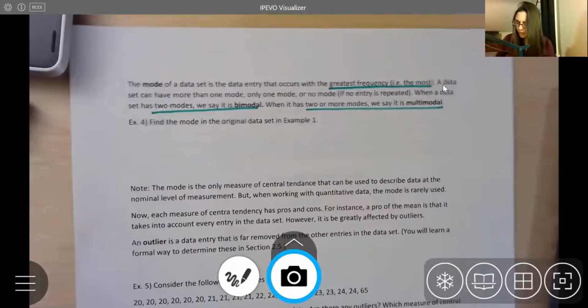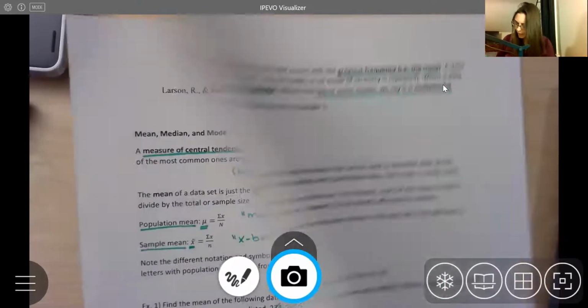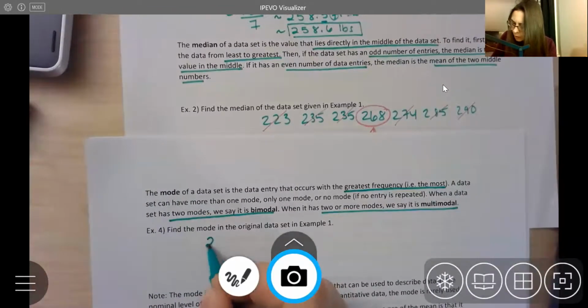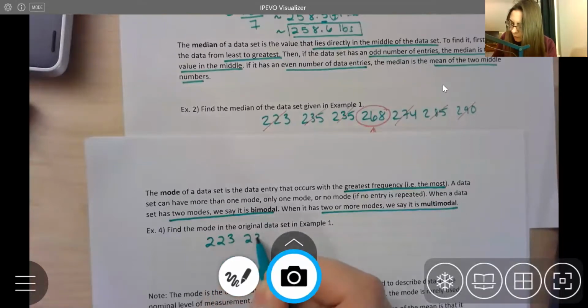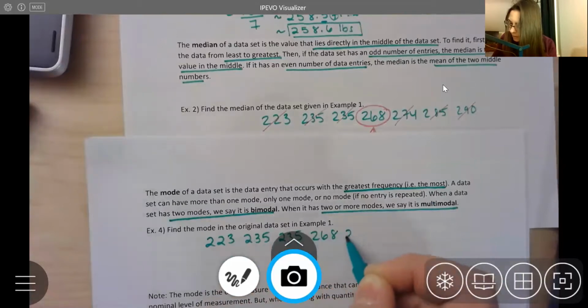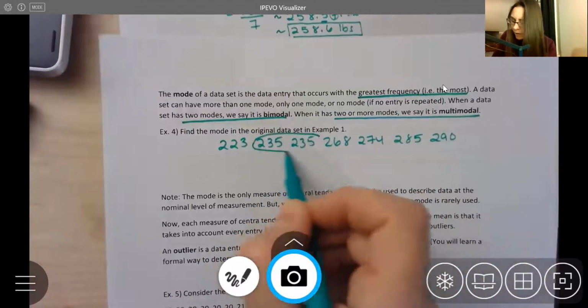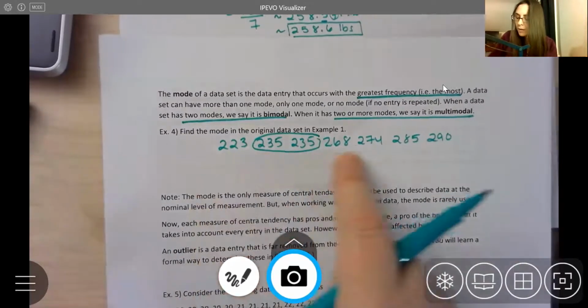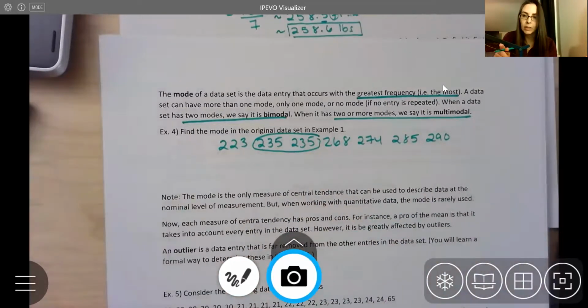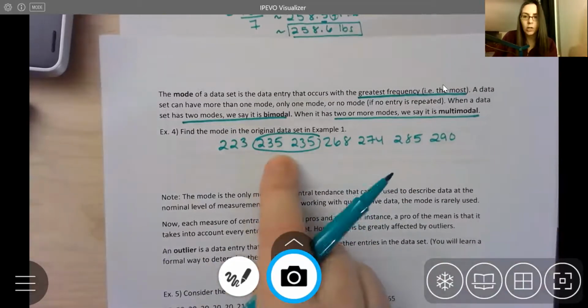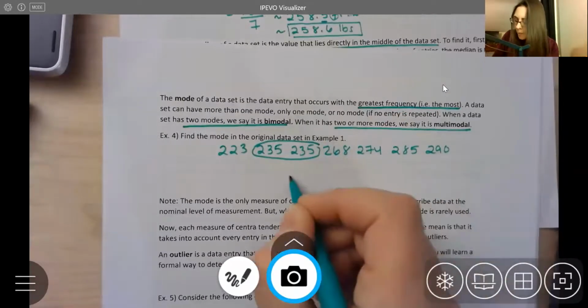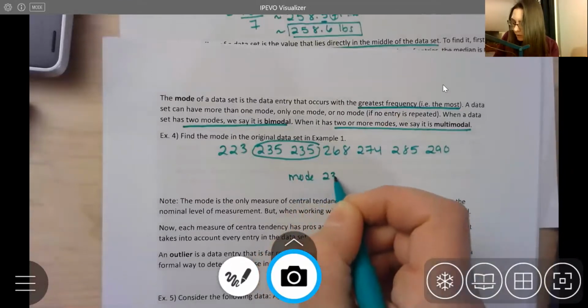So if I go back to that original example from the page before, I'm just going to copy down our data set here. It was 223. Now, you don't have to have it in order, but it does help to have it in order so you can see if you have any repeats more clearly. So if I go through my original data set, I do see that this 235 occurs twice, and no other number occurs twice. That's the only one that repeats. So this data point occurs with the greatest frequency. So my mode here is 235.